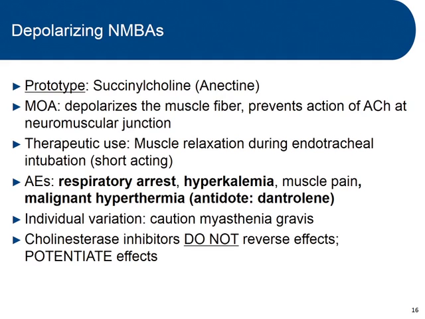All right, so let's talk about the depolarizing neuromuscular blocking agent. There's only one drug of this type on the market, thus it's our prototype, and it's called succinylcholine. This drug's been around for a really long time. Frankly, there's not even really a brand name for this drug at this point. Everyone just calls it succinylcholine. The mechanism of action, it depolarizes the muscle fiber, preventing the action of acetylcholine at the neuromuscular junction.